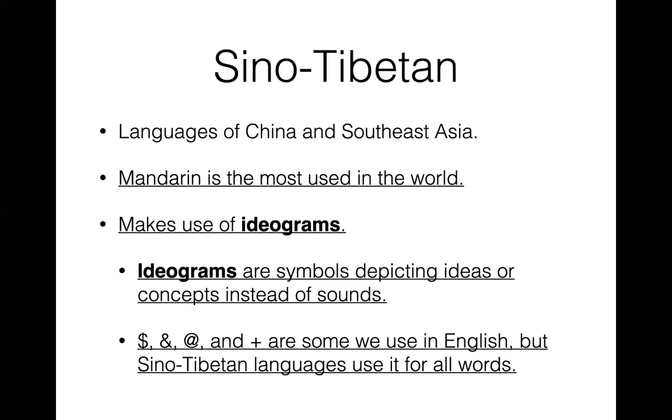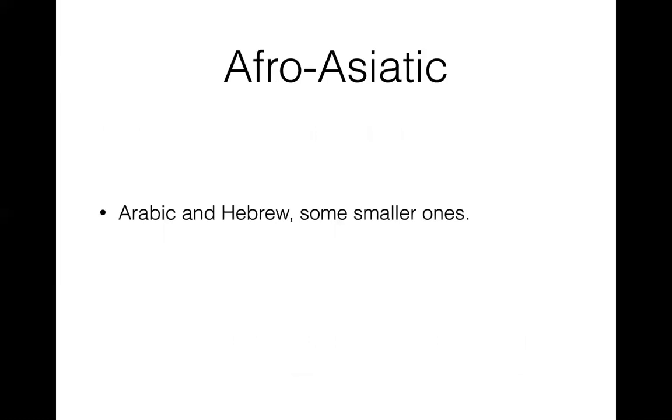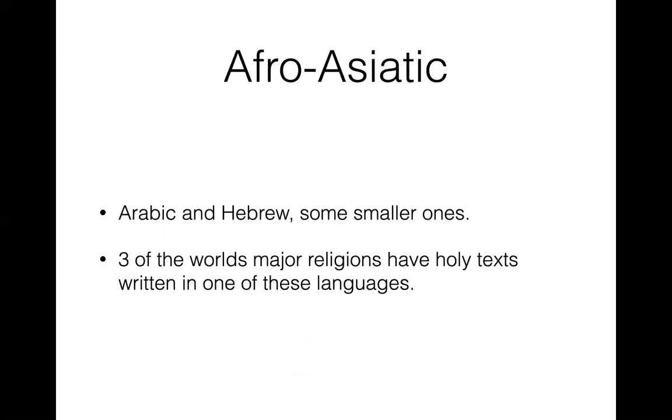All right, then we have the Afro-Asiatic language family. This one's really cool because one of the biggest reasons we have such an influence from this language family is because Arabic and Hebrew are both in this family, and both of these languages combine to create 3 of the world's major religious texts. So we have the Quran from Muslims, we have the Torah from the Jews, and we have the Bible for Christians that all come from Hebrew or Arabic.